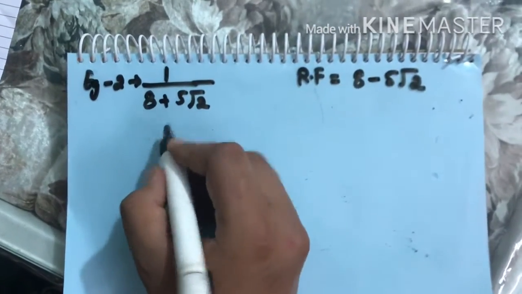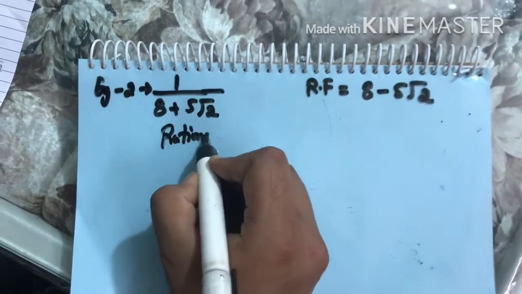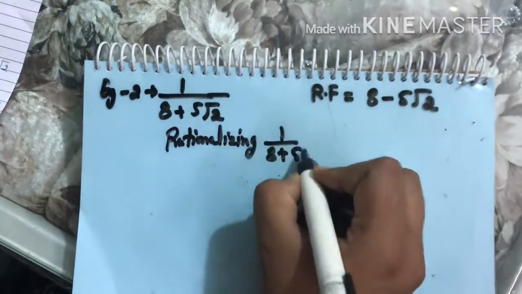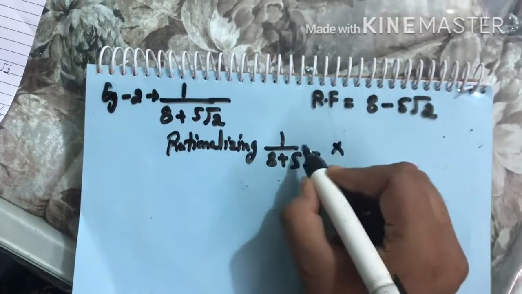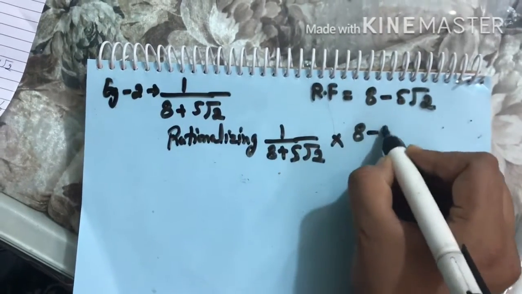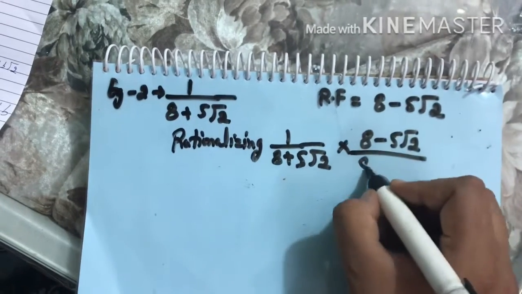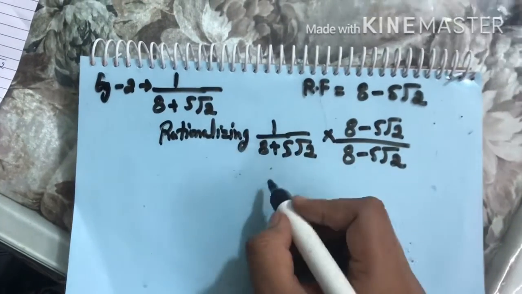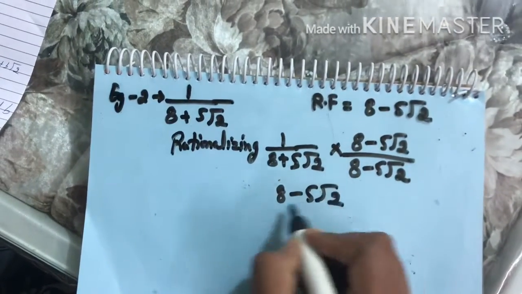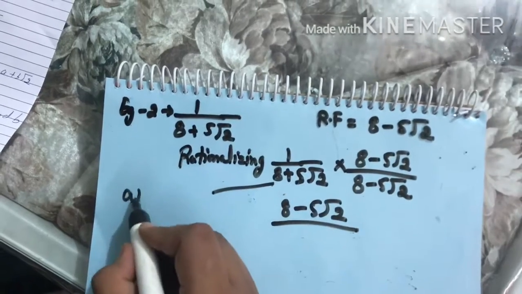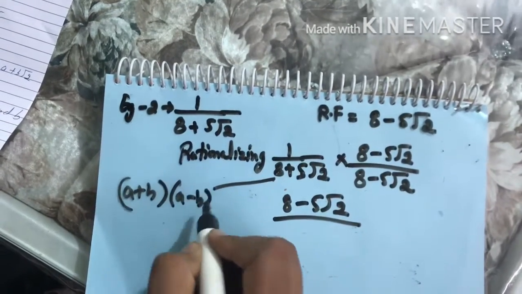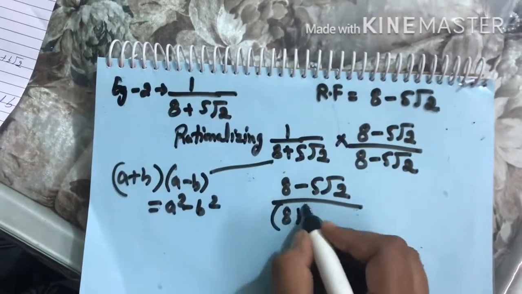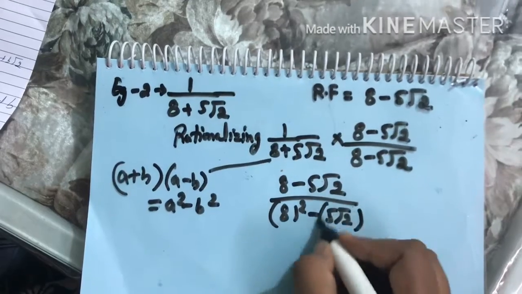So now rationalizing this, simply 1 upon 8 plus 5 root 2, multiply and divide with the rationalizing factor 8 minus 5 root 2. So 8 minus 5 root 2 into 1 becomes 8 minus 5 root 2. Similarly, as in the previous example, (a plus b)(a minus b) should become a square minus b square. So 8 square minus (5 root 2) square.